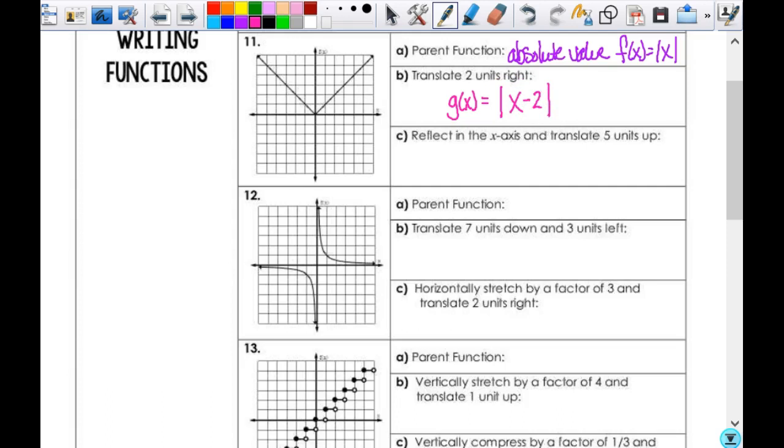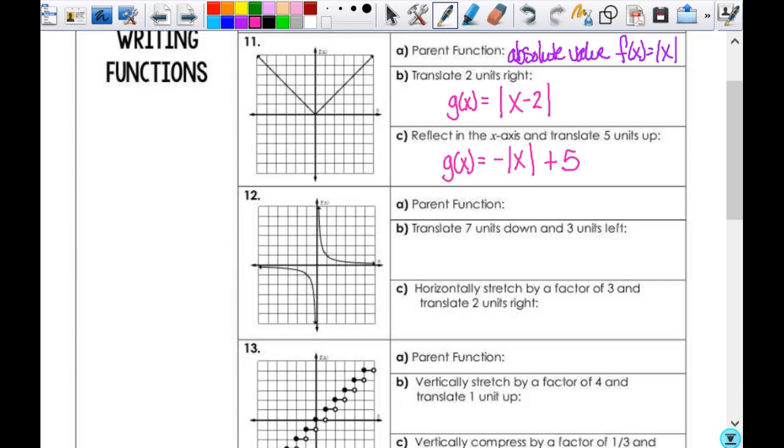So now we're going to take the parent function, reflect it in the x-axis and translate it 5 units up. So g of x equals. If I reflect in the x-axis, does that negative go inside or outside? Outside, the absolute value of x. And then the only other thing I'm doing is translating 5 units up. Does that happen inside or outside? Outside. So I close that off, plus 5. Okay. Everybody good with that? Yes.